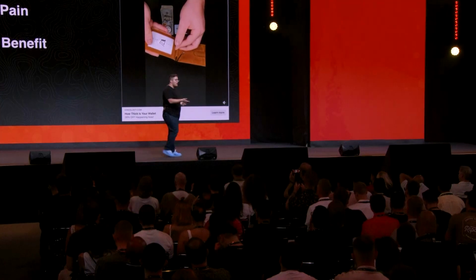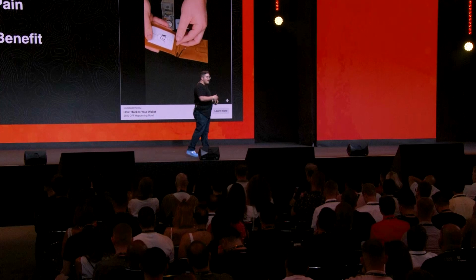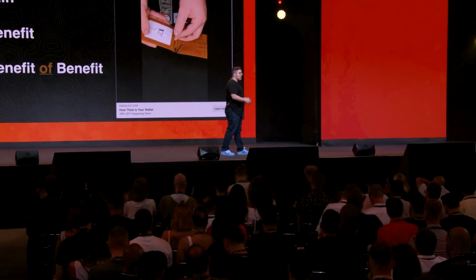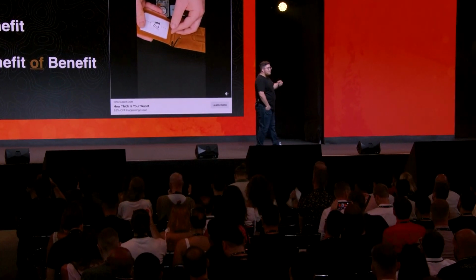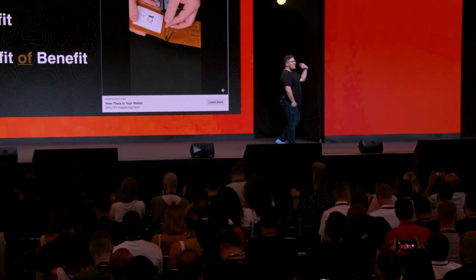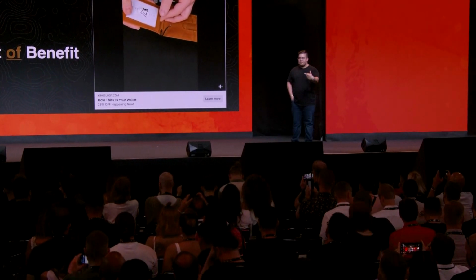The next thing you want to go into is demoing the benefit. Show yourself removing all of the cards from the bulky wallet and inserting them into a new wallet that allows you to insert the same amount of credit cards or cash, and it's thinner. It's easier to sit on. Then finally, this is the biggest one that you want to apply, is the benefit of the benefit.